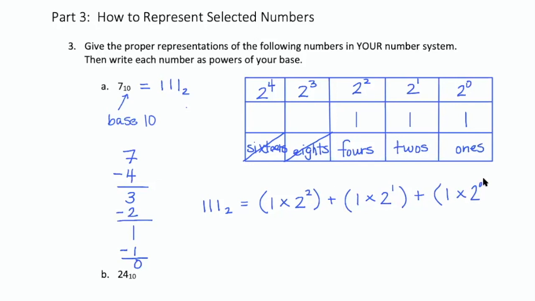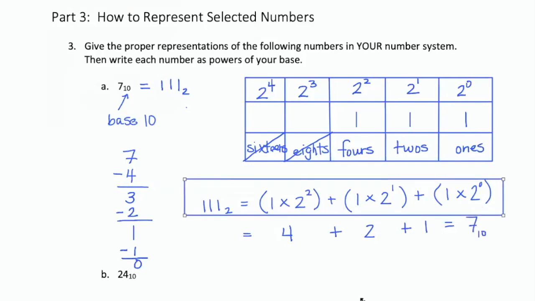to the 0 power. And if you actually do all the math on that, 1 times 2 squared is 1 times 4, which is 4. 1 times 2 to the first is 2. 1 times 2 to the 0 is 1. And you can see I get a 7 in base 10. So this is how you would write my answer as powers of 2. So my two answers for this particular question would be here and there.